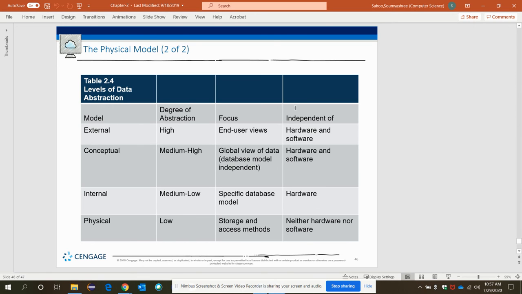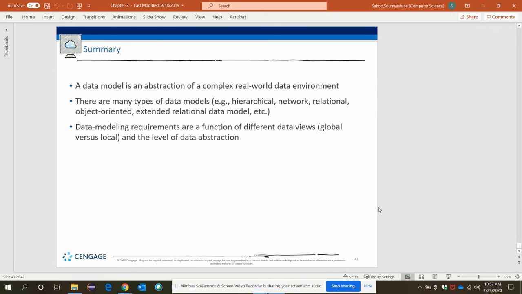Here are some of the characteristics of each of the levels: external, conceptual, internal, physical, their degrees of abstraction, their focus, and how they are independent of hardware and software. So that's all for this chapter 2, data models.